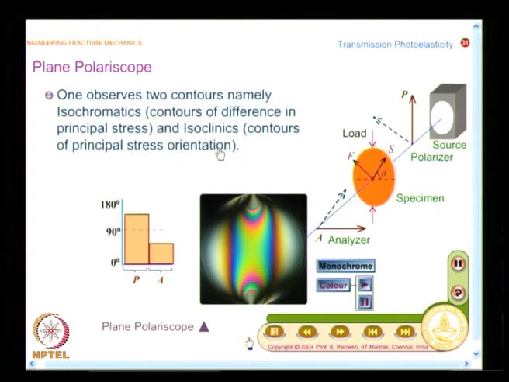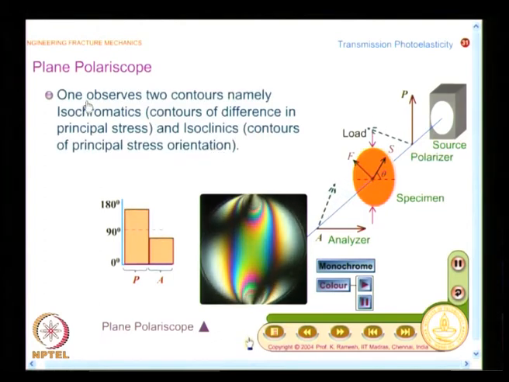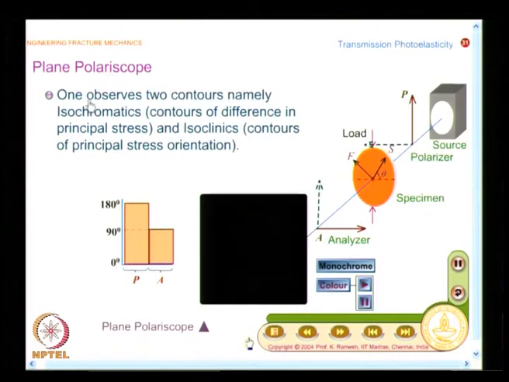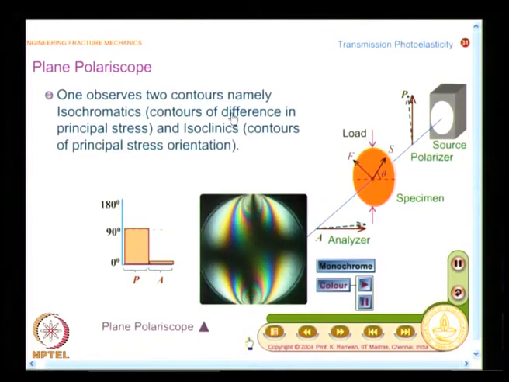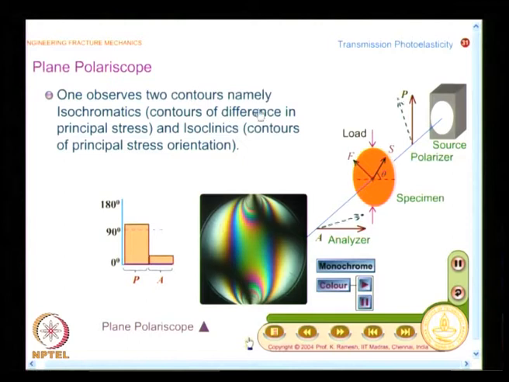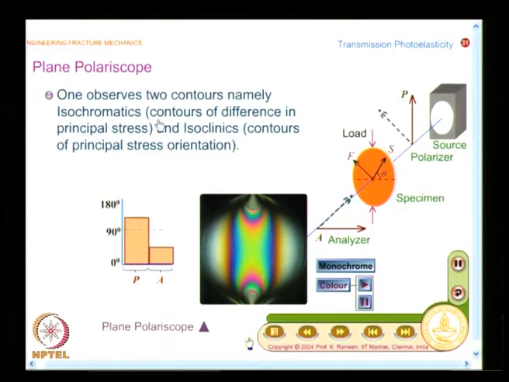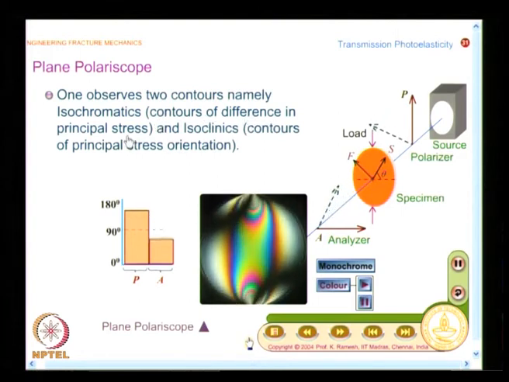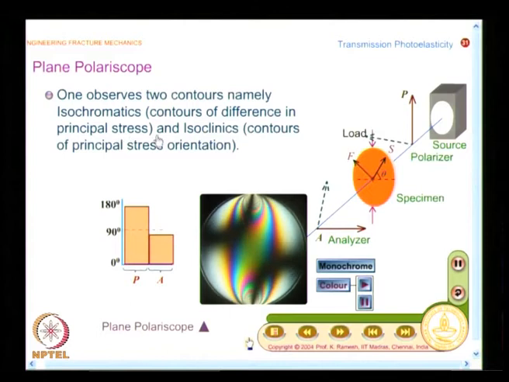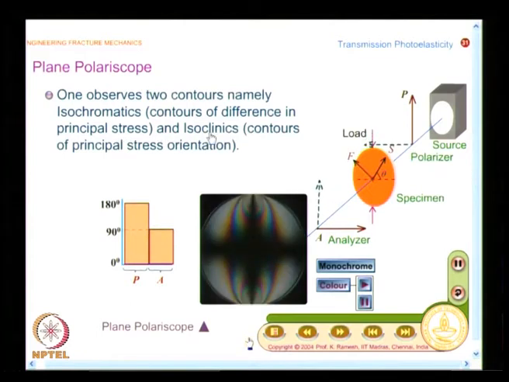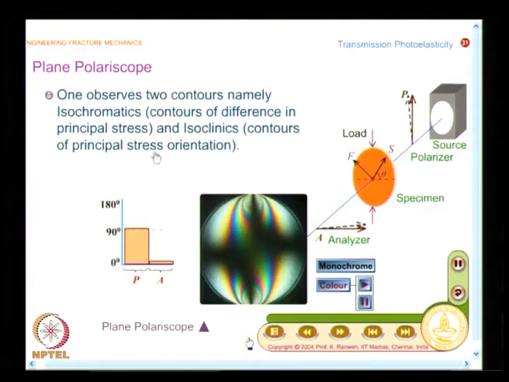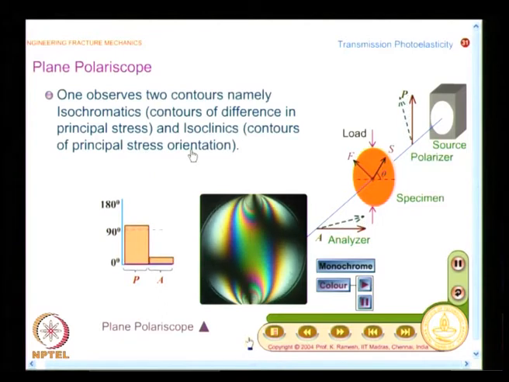So what you have here is in a plane polariscope, it is very clear now. One observes two kinds of contours, namely isochromatics, which show contours of difference in principal stress, and isoclinics, which are nothing but contours of principal stress direction.